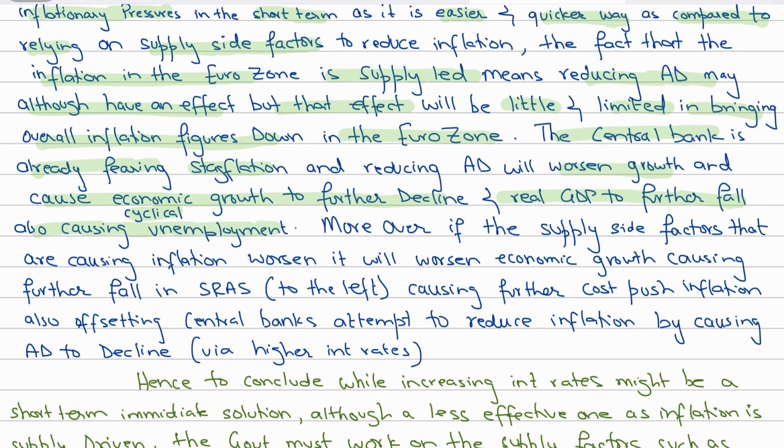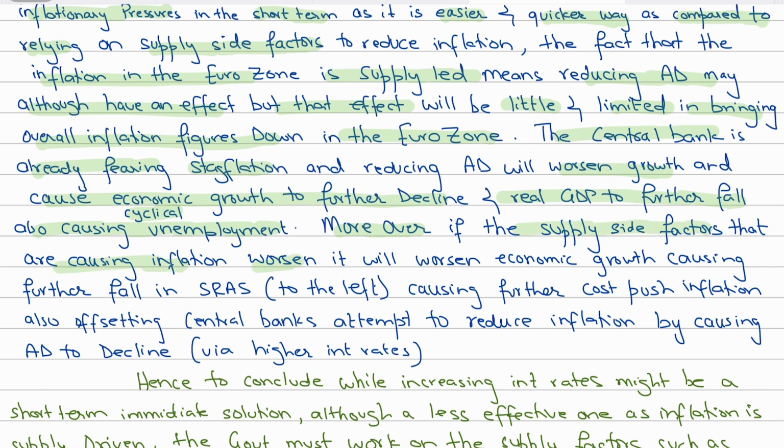Right? Because it knows that the factors are supply driven, it's confused whether to implement contractionary monetary policy or not, because it knows that it will further reduce real GDP. And that is a disadvantage that you need to write about contractionary monetary policy with specific reference to the case study. Right?